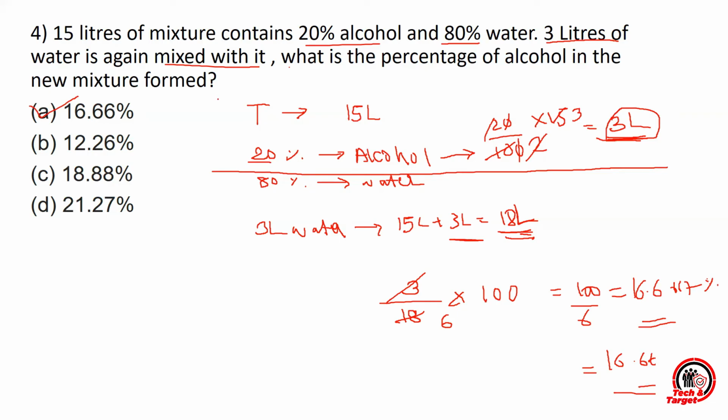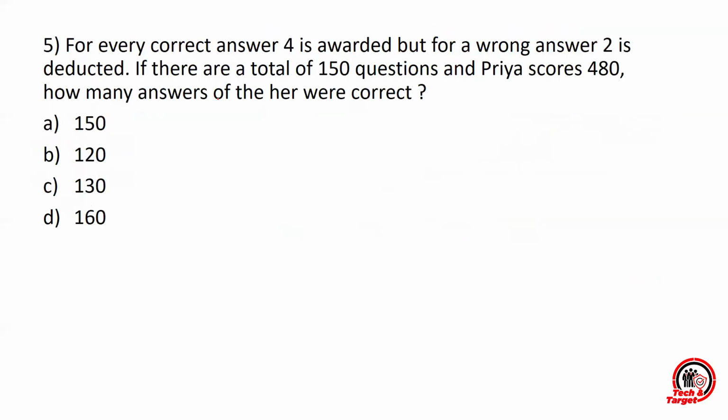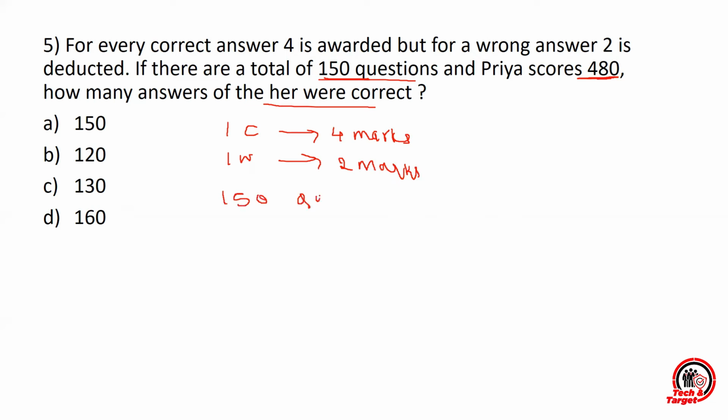Now we'll move to the next question. For every correct answer, 4 is awarded, but for a wrong answer, 2 is deducted. If there are a total of 150 questions and Priya scores 480, then how many of her answers were correct? So they say that for each correct question, you will get 4 marks, right? If the marked answer is wrong, then you will lose 2 marks of whatever you have got till now, right? And they say that there are 150 questions in total, and she answered all of them.